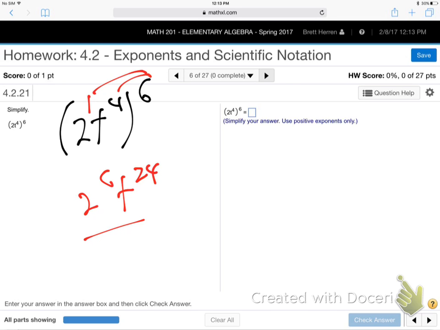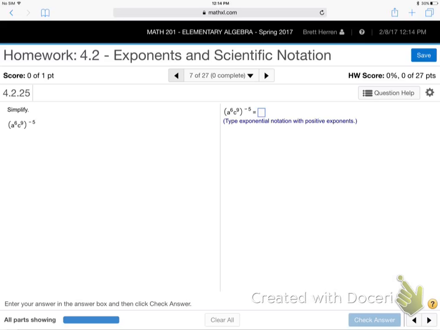So powers outside parentheses need to multiply all the powers inside. And everybody has a power. If it's not showing its power, it's an invisible 1. Right, good? All right, try that one. So it's a to the 6th, c to the 9th, all to the minus 5 power there. All right, try that one.